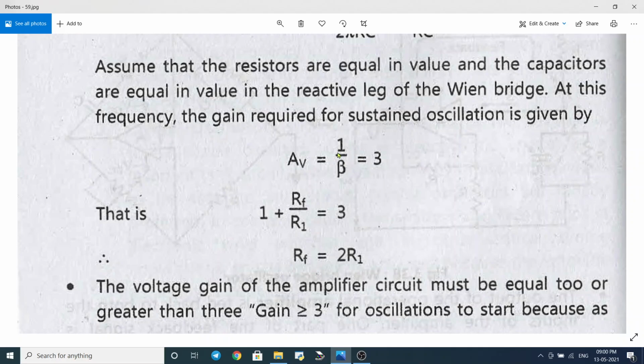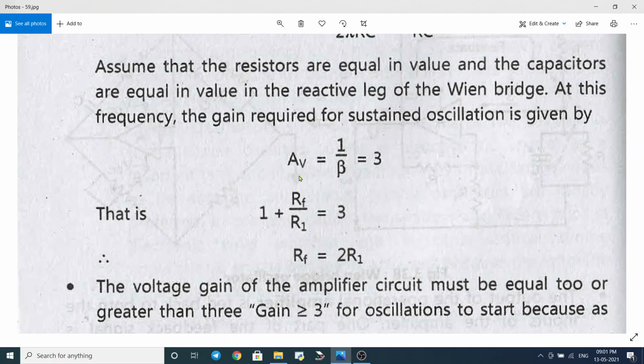So we have to take beta equals 1 by 3 to get A beta equals 1. A beta should always remain equal to unity. That is the Barkhausen criteria. Magnitude of A beta should be 1. Beta can be less than 1, but A must be greater than 1.